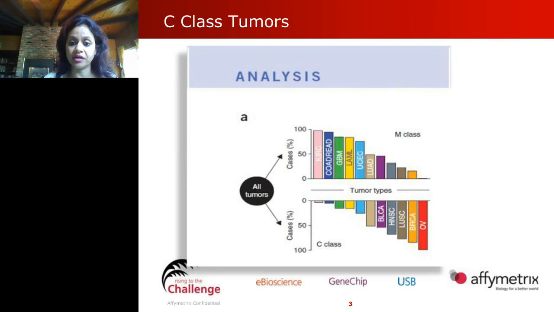Right next to it, you see BRCA, which represents breast cancer, and again you can see here in the bottom half that over 90% of the cases had an actionable copy number change, but a far fewer number of cases had an actionable mutational change. Right next to it, you have squamous cell lung cancer, followed by head and neck cancers. And these were the cancers that were classified as C-class tumors.